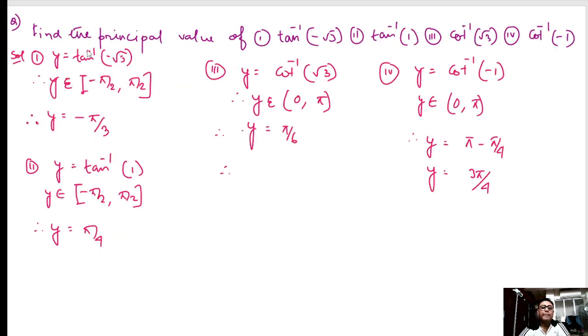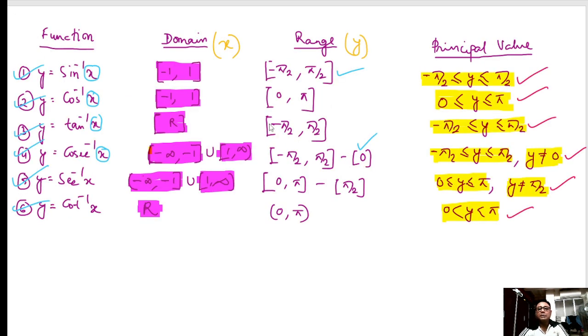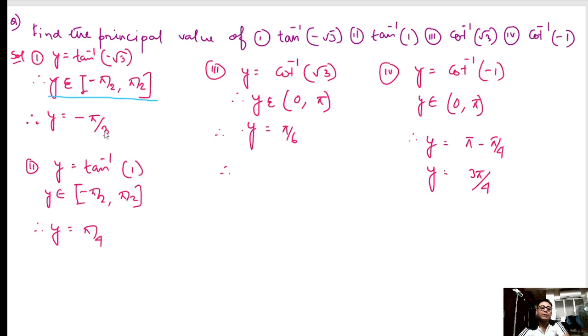Next, friends, the principal value of tan inverse minus root 3. We know that the principal values of tan inverse lie between minus pi by 2 to pi by 2, as you can see here. Using this, tan inverse root 3 is actually pi by 3, and pi by 3 can come within this, so minus pi by 3 can also come between this, so I can take this value.